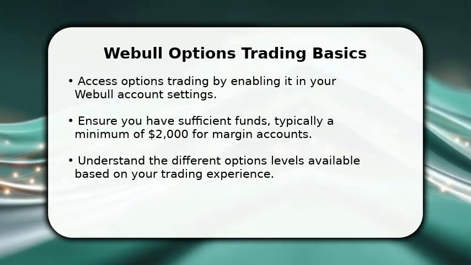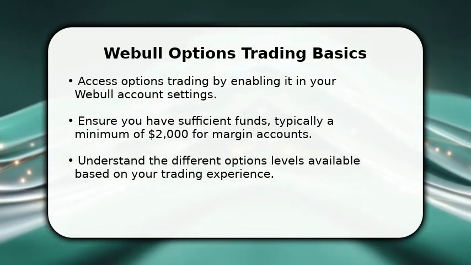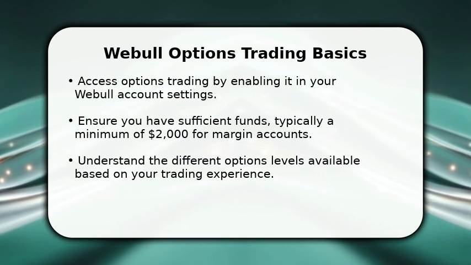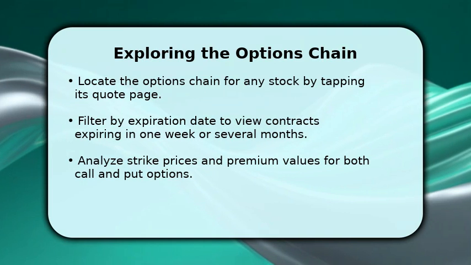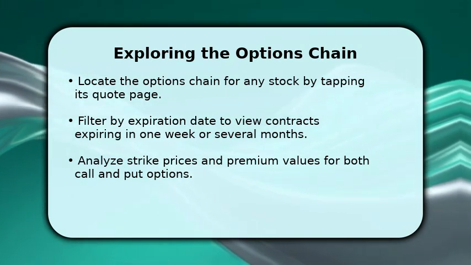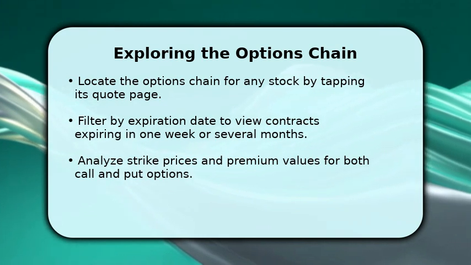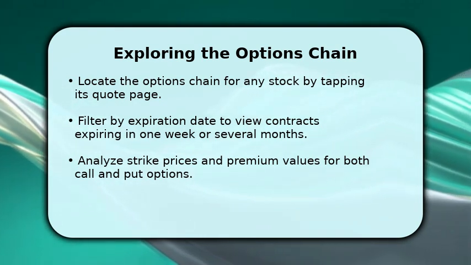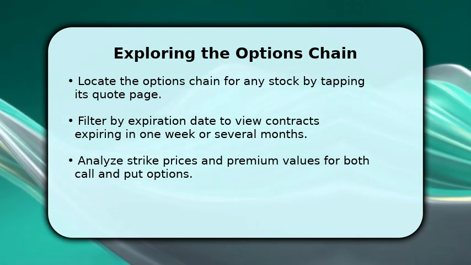Familiarize yourself with the various options trading levels Webull offers, as these determine the types of strategies you can execute. Once options trading is enabled, select a stock and tap the Options tab to view its chain. You can filter the chain by expiration date, choosing contracts that expire in a few days or several months out. This helps you find the right time frame for your strategy.